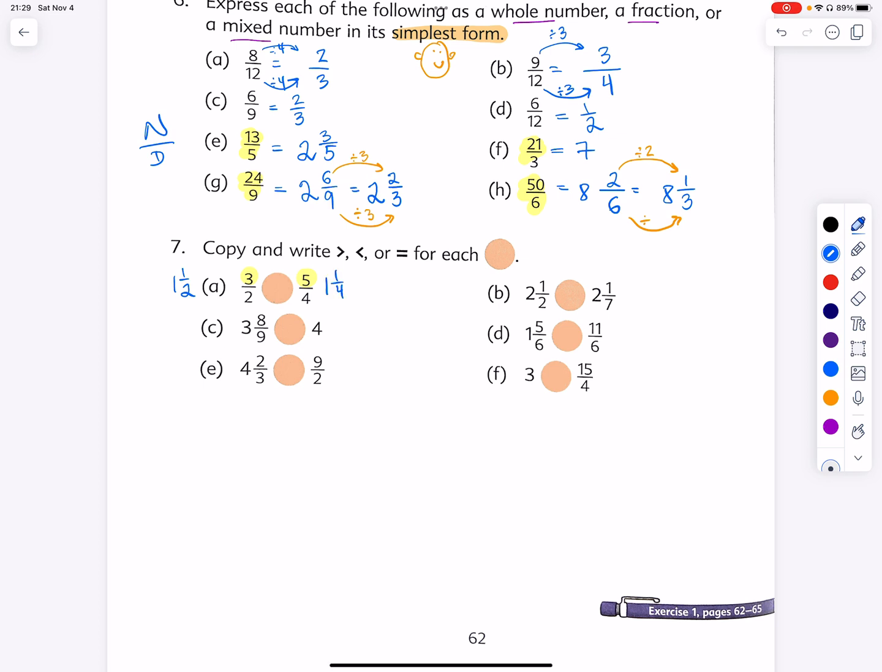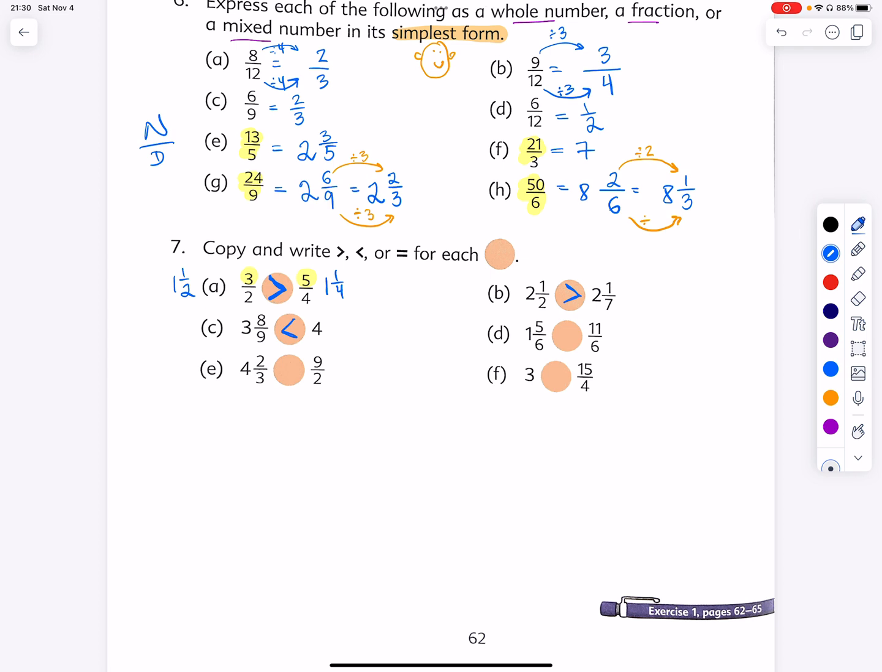Well, which one is larger? Of course, 1/2 is larger than 1/4. So that's the sign we use. Now, example B, 2 and 1/2, or 2 and 1/7. We know half is larger than 1 out of 7, because half is such a big chunk. You only divide it into 2 equal parts. And to make it out of 7, you split it into 7 much smaller parts. Now in example C, it's actually much easier. 4 wholes is always bigger than 3 and some fraction.